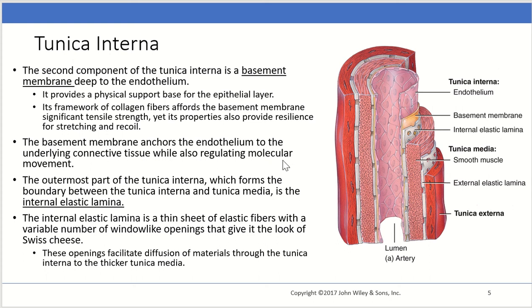The outermost part of the tunica interna forms the boundary between the tunica interna and the tunica media. This is our internal elastic lamina, which you can see here. It looks kind of like Swiss cheese. This internal elastic lamina is going to be a thin sheet of elastic fibers with a variable number of window-like openings that give it the look of Swiss cheese, like I said. You can see that. It really does look like Swiss cheese. These openings are going to help facilitate diffusion of materials through the tunica interna to the thicker tunica media layer that we see here.